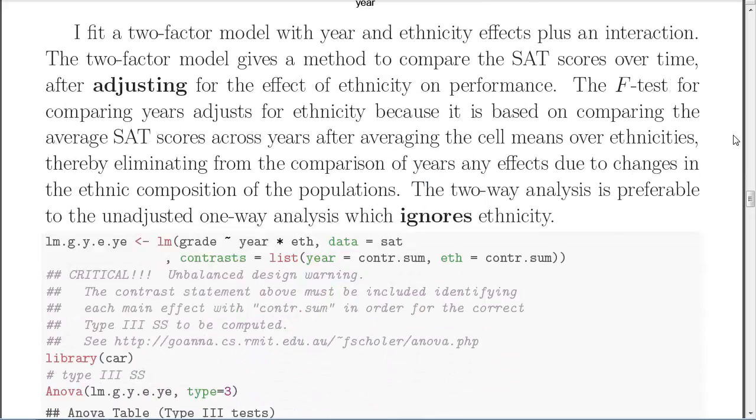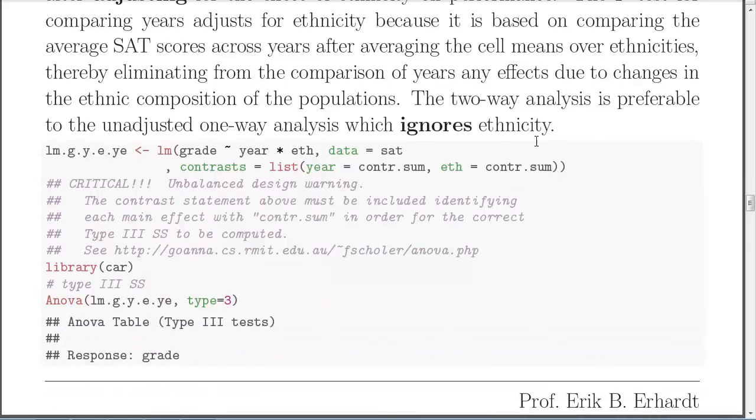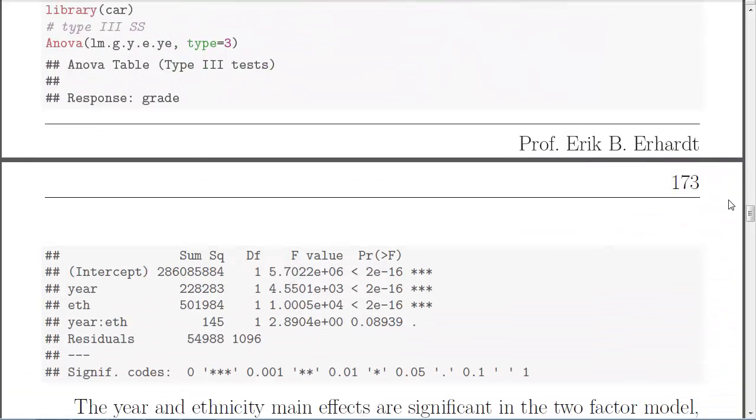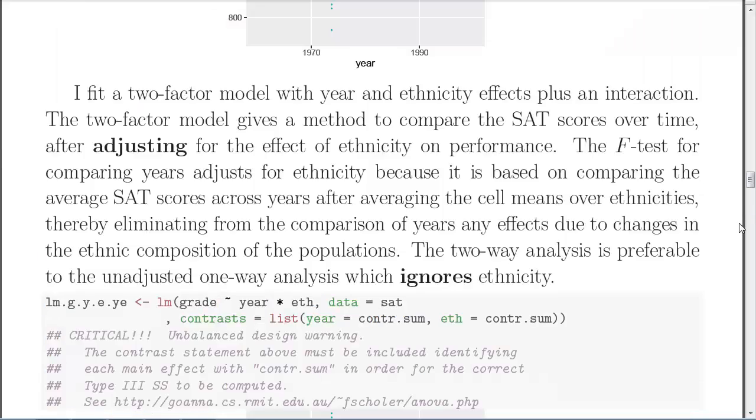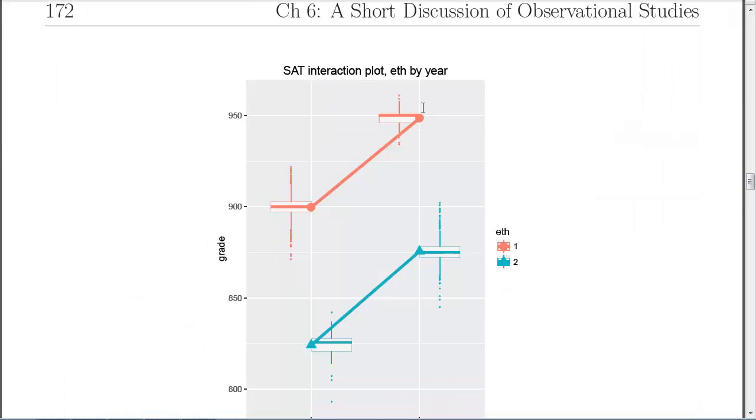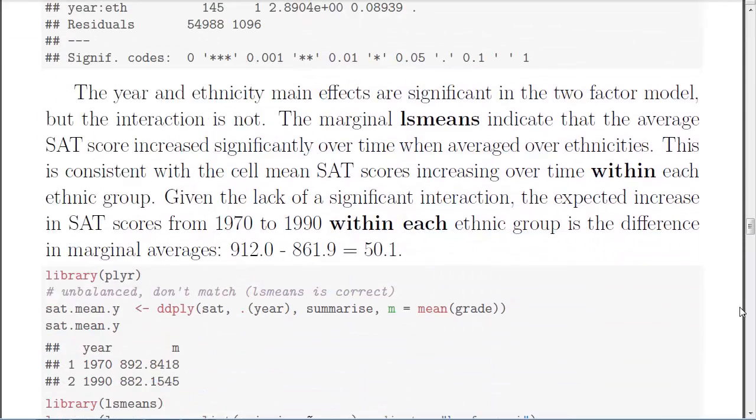So if you include ethnicity as a factor in the model, here we've got year by ethnicity. This multiplication sign says we've got main effects for year and ethnicity, as well as the interaction. Looking at the results, we find that there isn't really much evidence for an interaction, but there are main effects for both year and ethnicity. That's supported by the parallel lines that we see in this plot. An interaction would indicate non-parallel lines. Okay, so I'm scrolling back down.